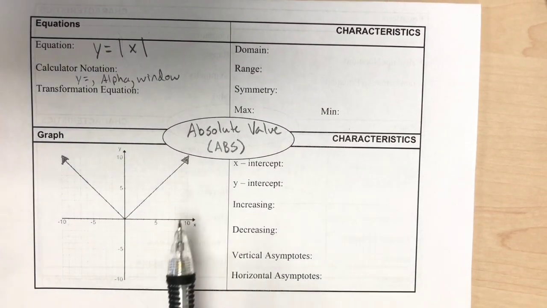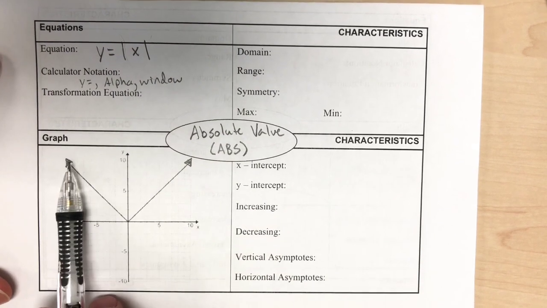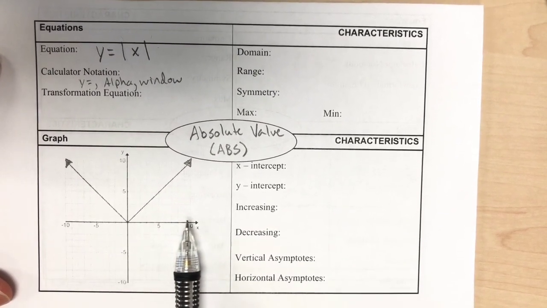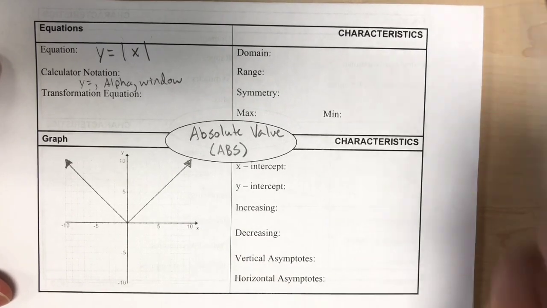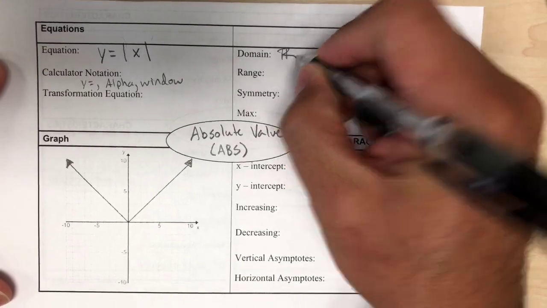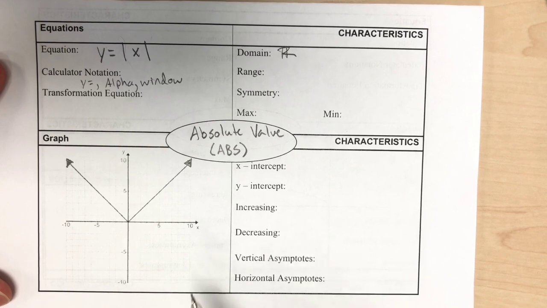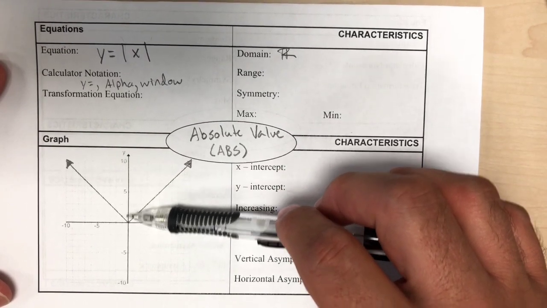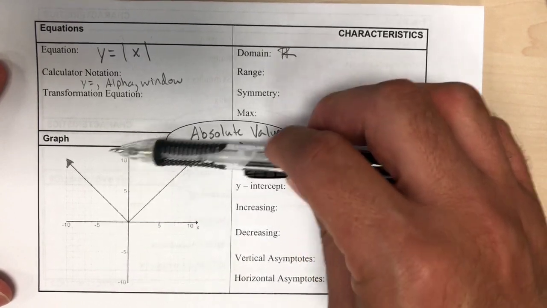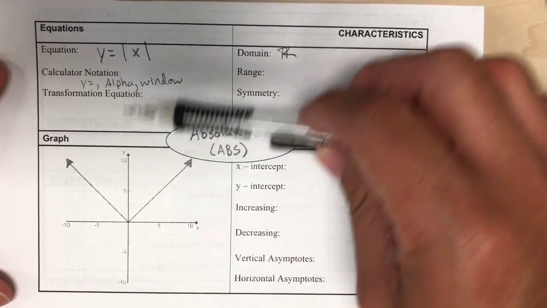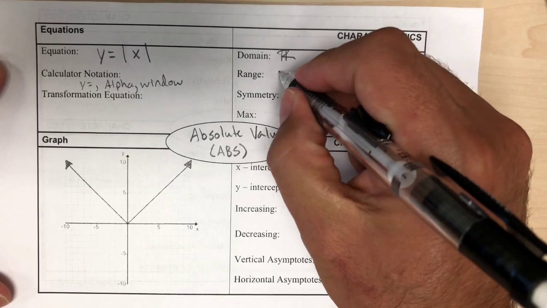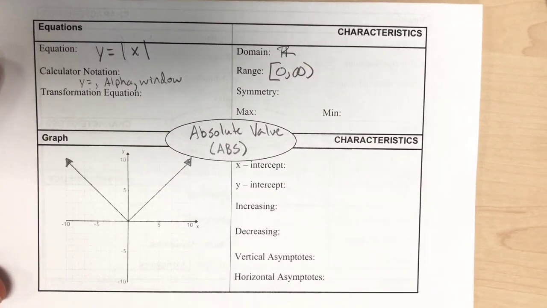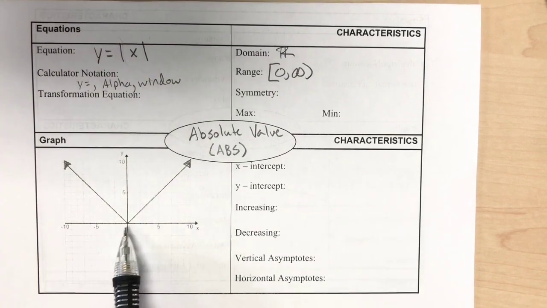Okay, so to find the domain, we're going to go left, reveal an arrow, that's negative infinity on the x-axis, and then as far right is positive infinity. So the domain here is all real numbers. The range: how low does this graph go? This point is 0 on the y-axis, and then it goes up. We reveal our arrows, that tells us it goes to positive infinity. So from 0 to infinity, with a bracket around the 0 because it's a solid dot.